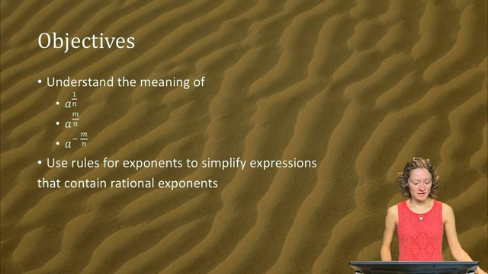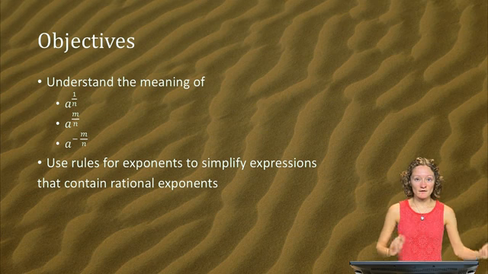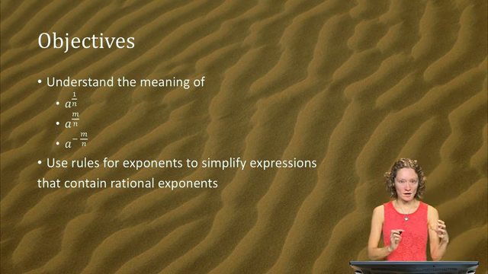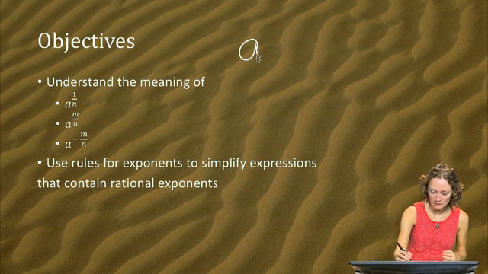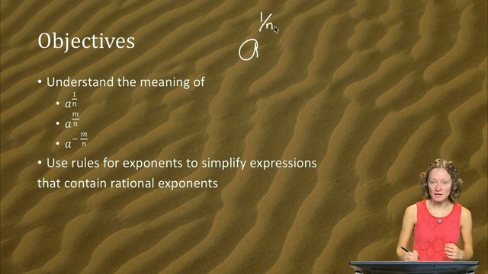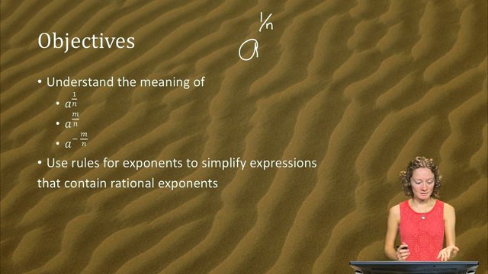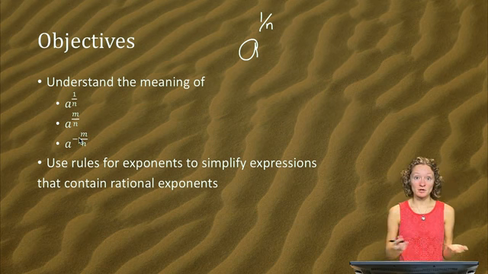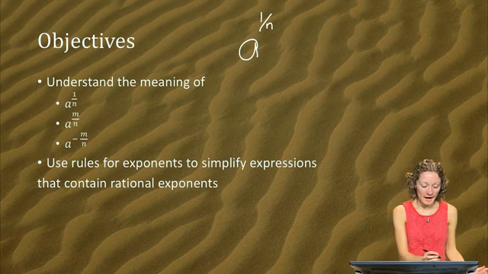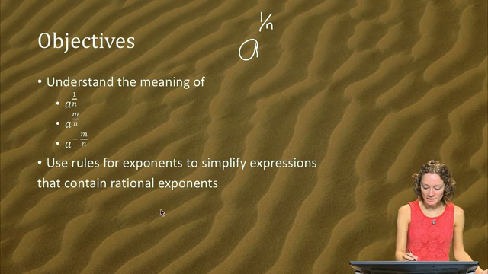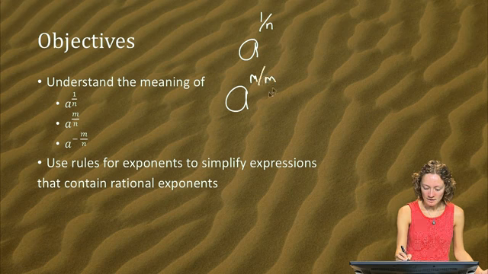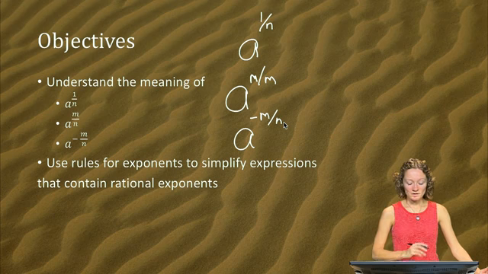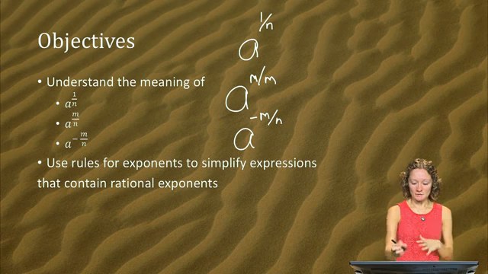So our objectives for this video: to understand the meaning of a to the 1 over n, so a base of a, I'm going to write these a little bit bigger for you, a base of a with the exponent 1 over n. The second objective being a base of a with an exponent of m over n, and m and n just represent numbers, well, they're going to be numbers here. A, the base, can be anything. And then finally looking at a base of a and an exponent of negative m over n. So what's new in this video are the fraction exponents.